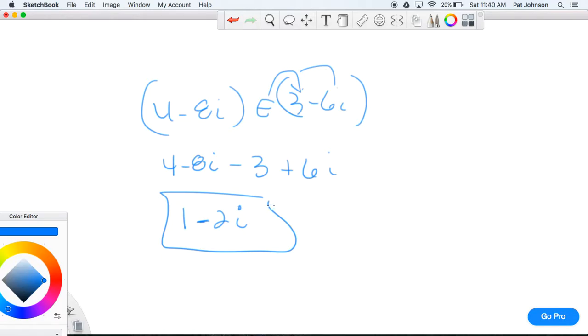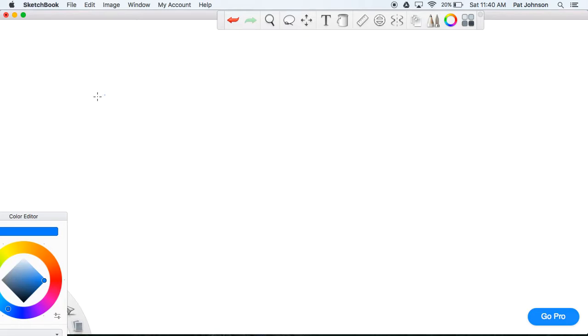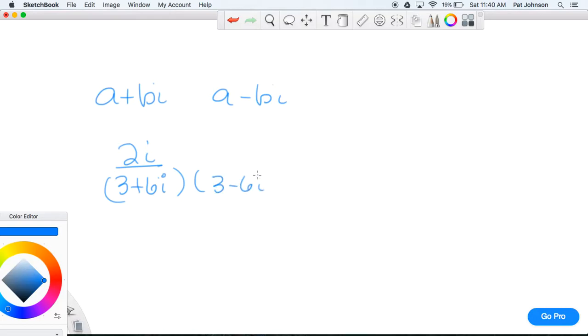Let's talk about conjugates. What is a conjugate? Complex conjugates: two complex numbers in the form of a plus bi and a minus bi are called complex conjugates. So let's use that to simplify. So I have 2i over 3 plus 6i. Well, I don't want an imaginary part in the denominator, so to get rid of it, I'm going to multiply by its conjugate, 3 minus 6i. In order to do that, I have a fraction rule, so I must do it to the top.